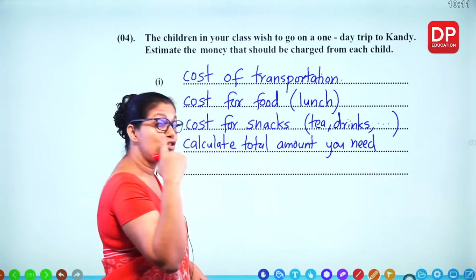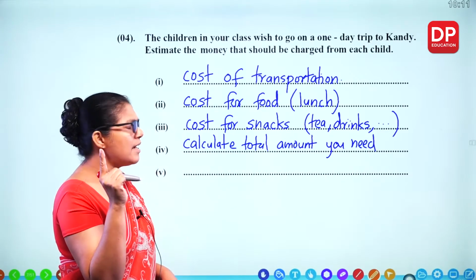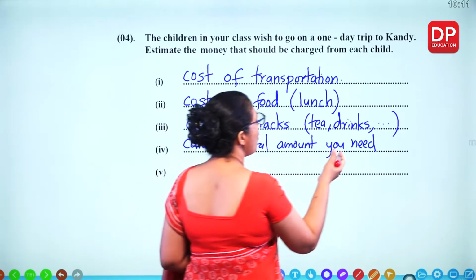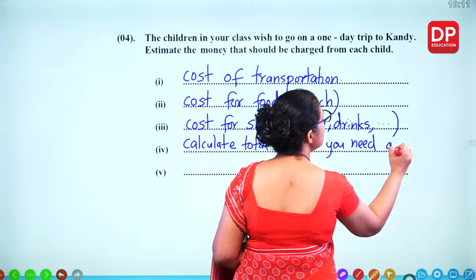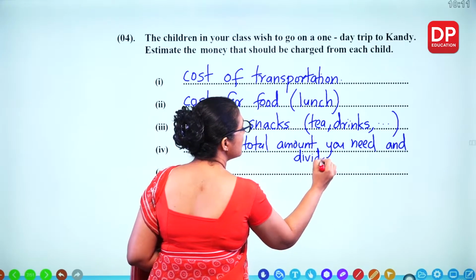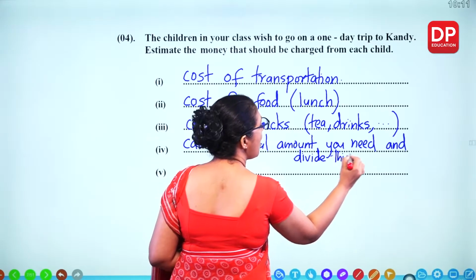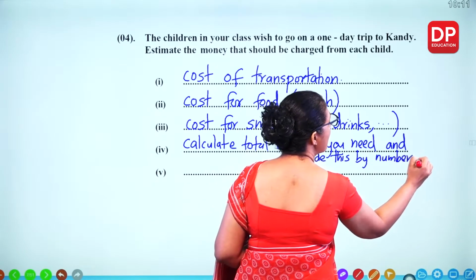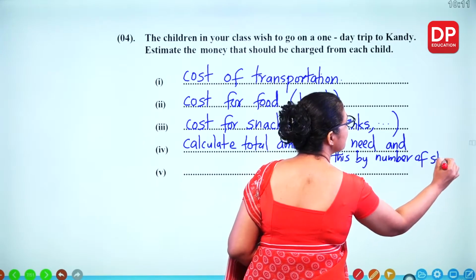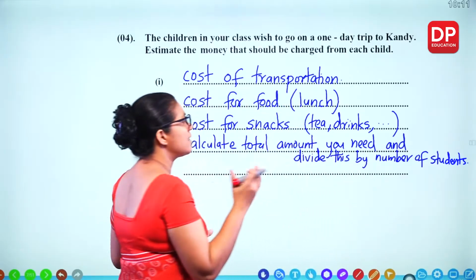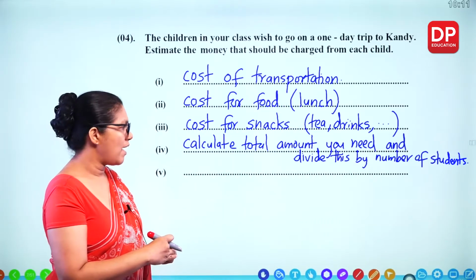and then you have to divide that by the number of students who are going on this trip. Amount you need, and divide this by the number of students. So you get a rough value, an estimated value.